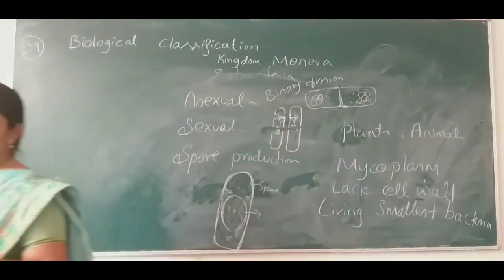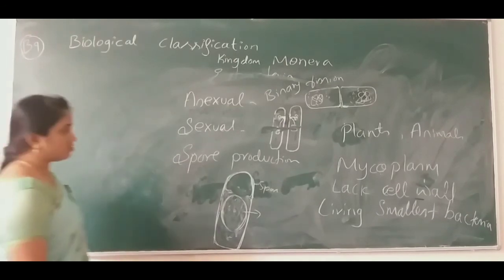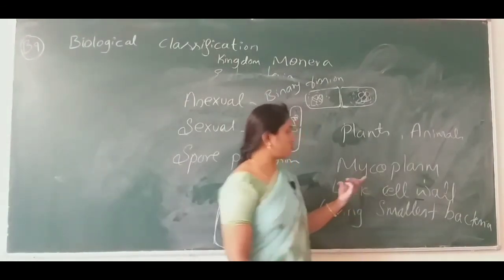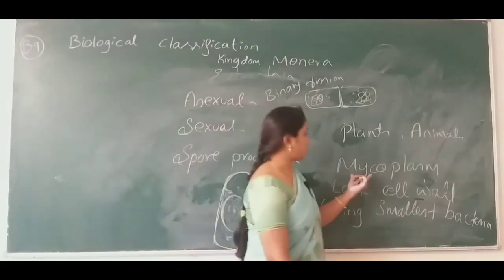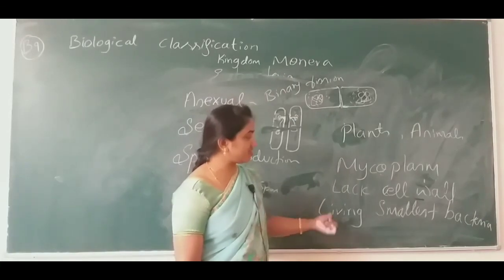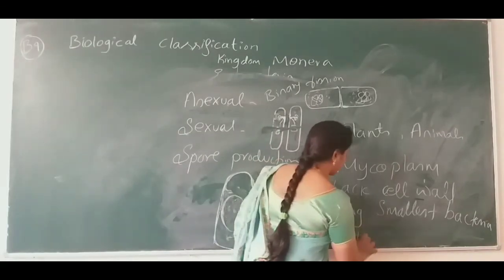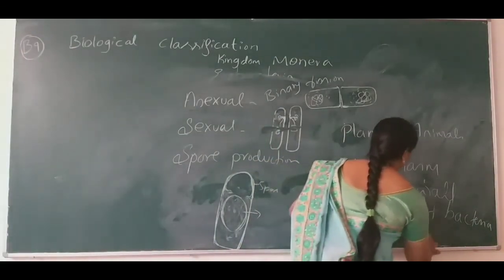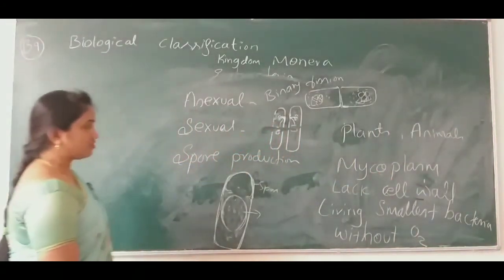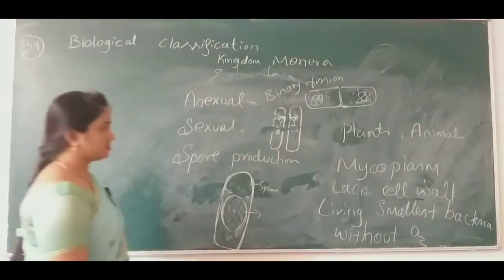Okay, so we have completed the kingdom Monera. Now, let me tell you one more thing about Mycoplasma. Mycoplasma is the bacteria that lacks the cell wall. It is a living bacteria and the smallest bacteria, and it can survive without oxygen. One more feature is that Mycoplasma can survive without oxygen.